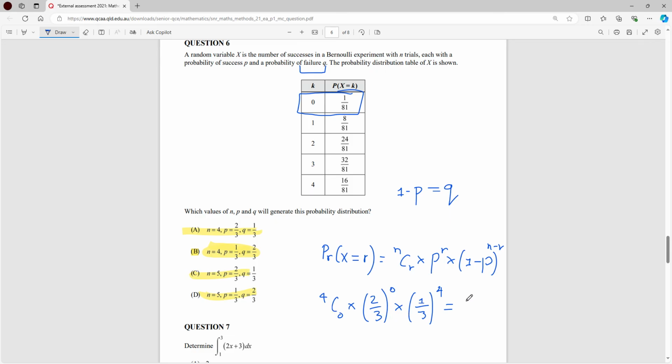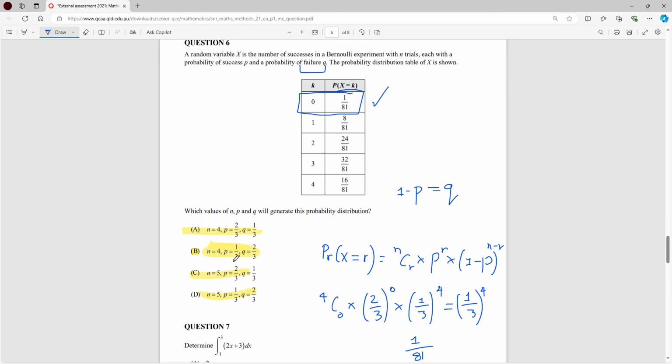So that would just be 1 over 3 to the power of 4. And then we can evaluate that fourth. So we have 1 to the power of 4 is just 1, and then 3 to the power of 4, that would be 81. Okay, so straight away we've gotten the correct answer. But we need to check if all these other ones work or don't work.